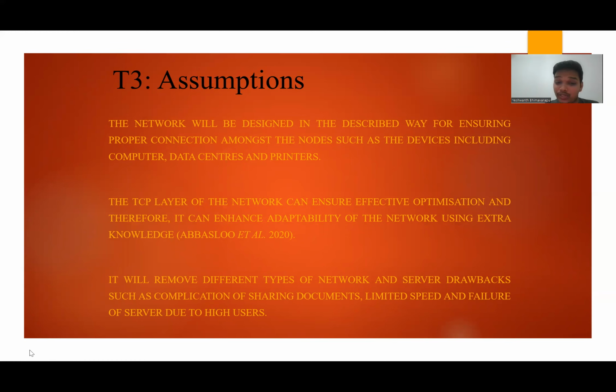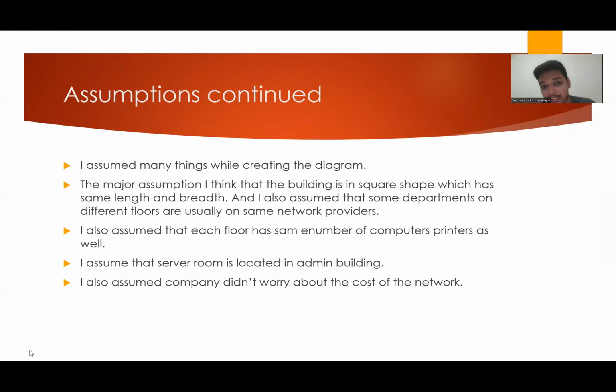When you do that, it will remove different types of network and server drawbacks, such as complication of sharing documents, limited speed, and failure of the server due to high numbers of users. These are the assumptions I put in my mind so as not to draw back any single network or any single design that I'm going to do. But the major network about the company, the frame that I took in my mind, I can show on screen. I listed a few major things that I had in mind when creating the diagram.